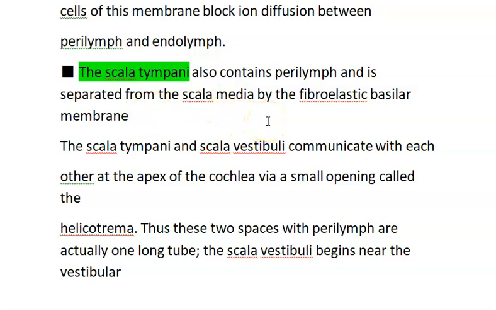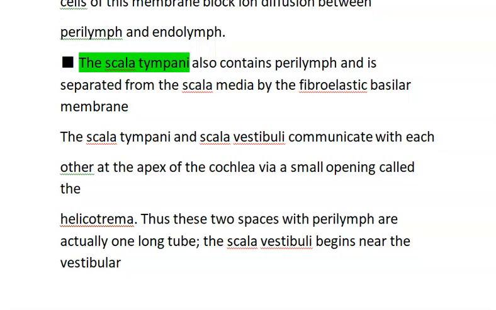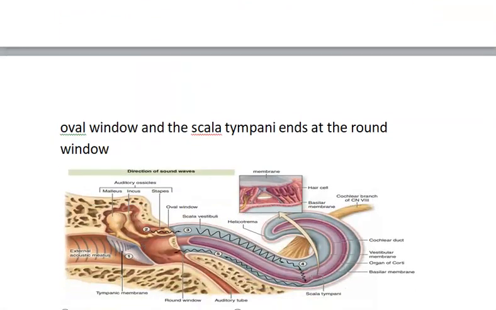What separates this scala tympani from our scala media is something that we call the fibroelastic basilar membrane. The scala tympani and the scala vestibuli communicate with each other at the apex of the cochlea via a small opening called the helicotrema. Thus, these two spaces with perilymph are actually one long tube. The scala vestibuli begins near the vestibular oval window, and the scala tympani ends at the round window.